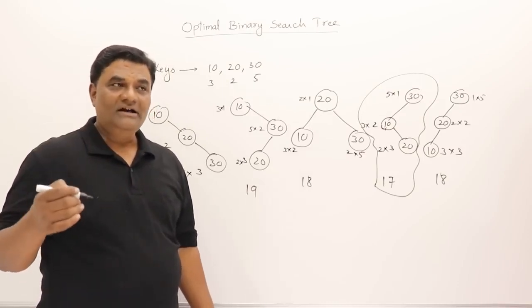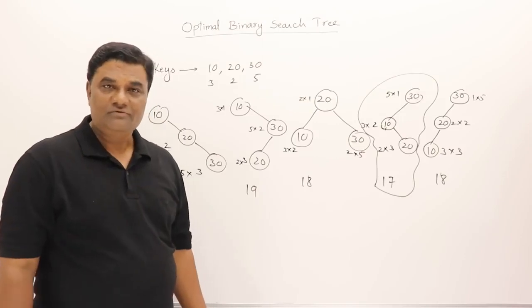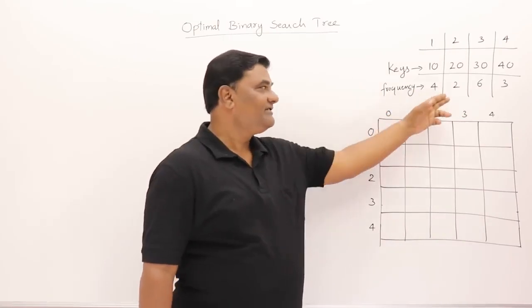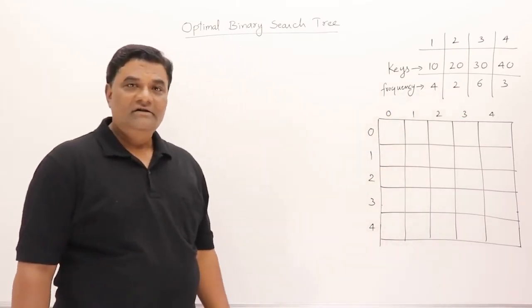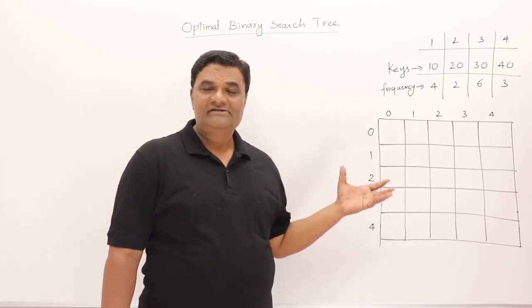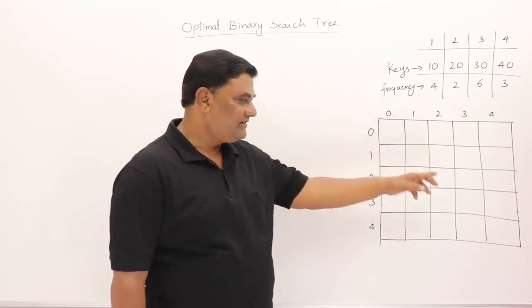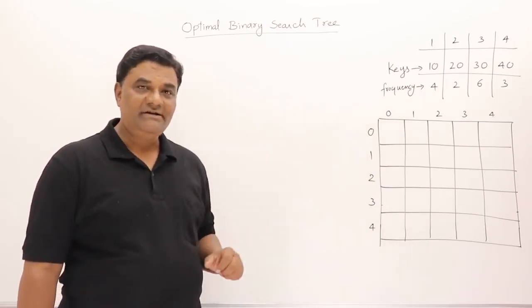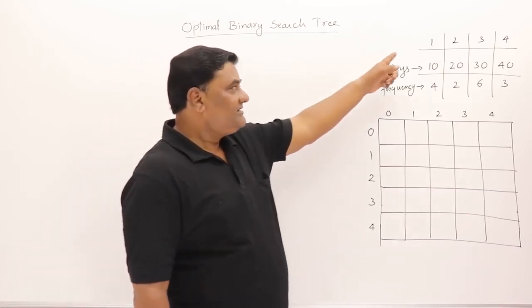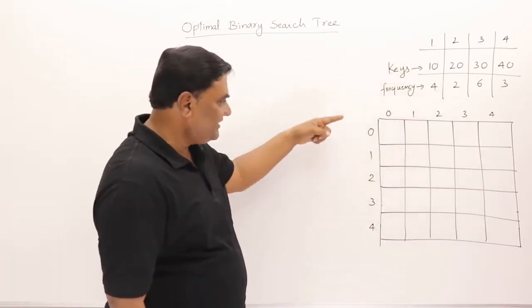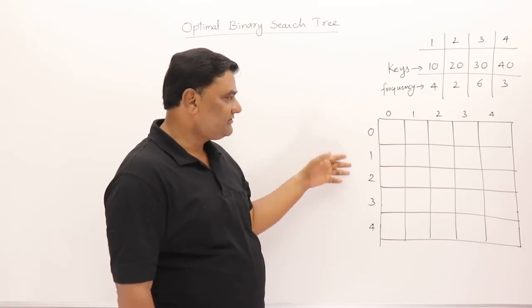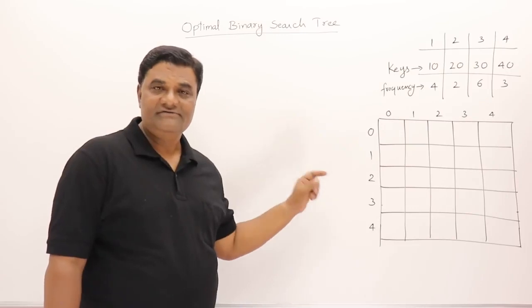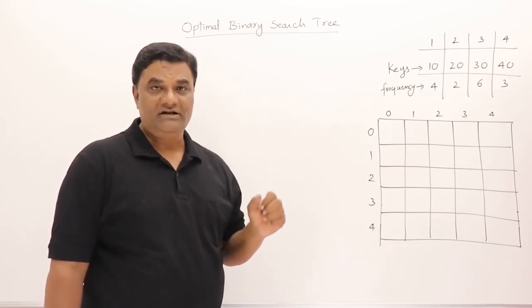Now I will take a problem and solve it using the dynamic programming approach. Here I have keys 10, 20, 30, 40 and their frequencies are given here. For finding out the optimal binary search tree for this set of keys, I have created a table here. I will be filling the values in this table, and that will help me to generate the tree. Here the keys are 1 to 4. Now the table, you can see, is starting from 0 onwards, but the keys are starting from 1 onwards. I have taken the table from 0 onwards so that it is suitable for the formula.